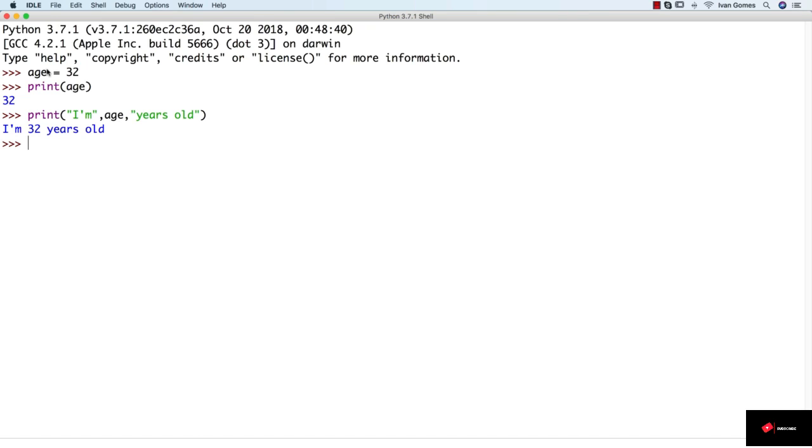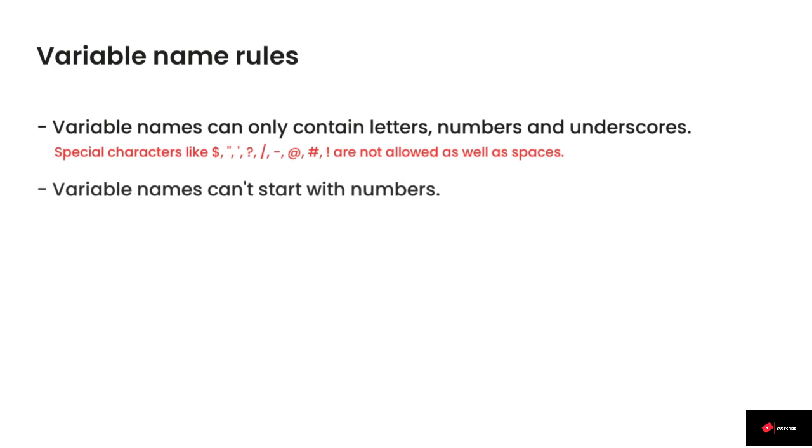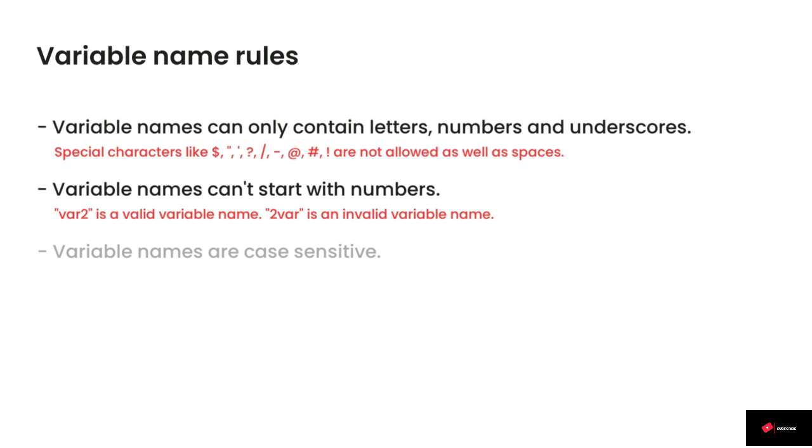Before we go ahead and use variables in our program, let's learn some rules we must follow when naming variables. So the first rule is, variable names can contain letters, numbers, and underscores. So we cannot use special characters like dollar signs, quotation marks, slashes, dashes, or anything like that. Spaces are also not allowed. Variable names can't start with numbers. Although numbers are accepted, a variable name can't start with a number, so we can only start variables with letters and underscores. Variable names are case sensitive.